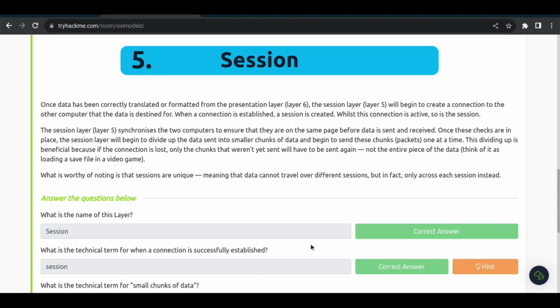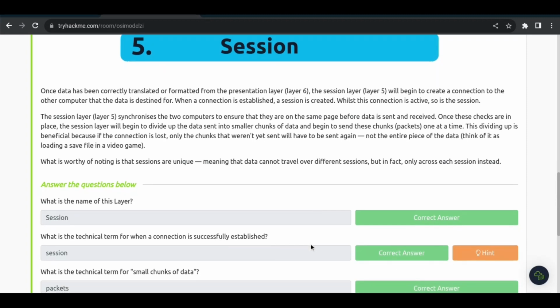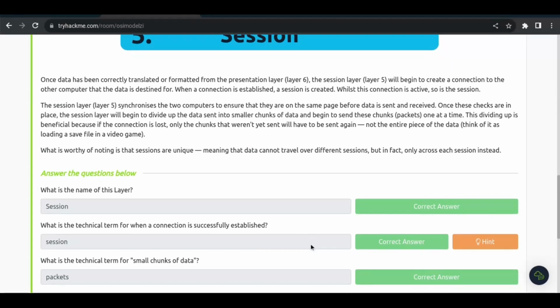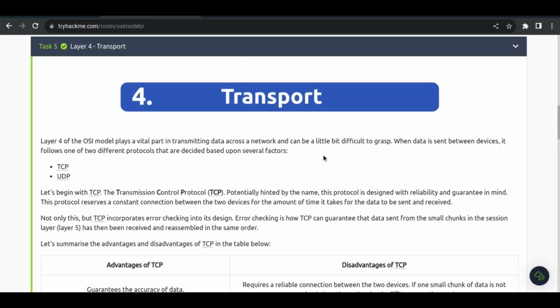Moving on to the third question, what is the technical term for small chunks of data? And that is packets. And guys, that concludes this portion of this section, and we'll be moving on to the next one. Moreover, now moving to task 5, layer 4, transport.